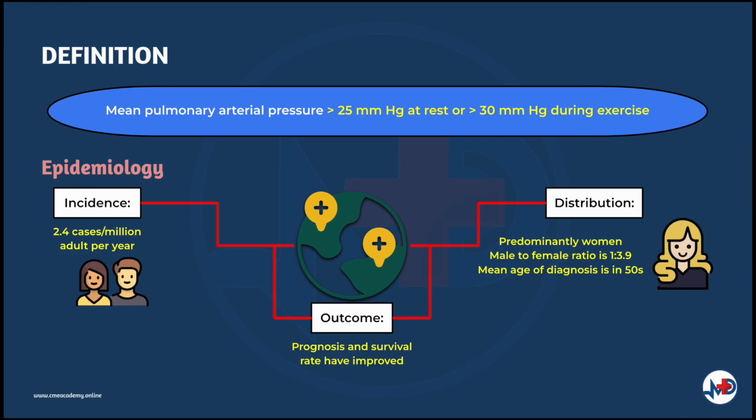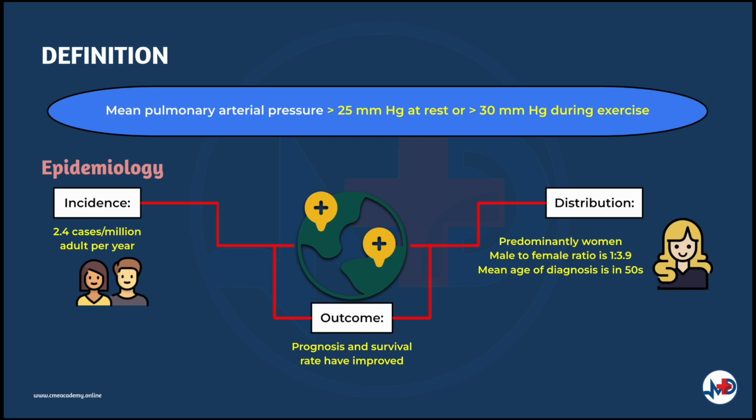Pulmonary hypertension is defined as a sustained elevation in the mean pulmonary arterial pressure of more than 25 mmHg at rest or more than 30 mmHg during exercise. It is a relatively rare disease with the incidence of 2.4 cases per million adults per year, but can be life-threatening. Women are more commonly affected with a male to female ratio of 1 to 3.9, and the mean age of diagnosis is in the 50s.